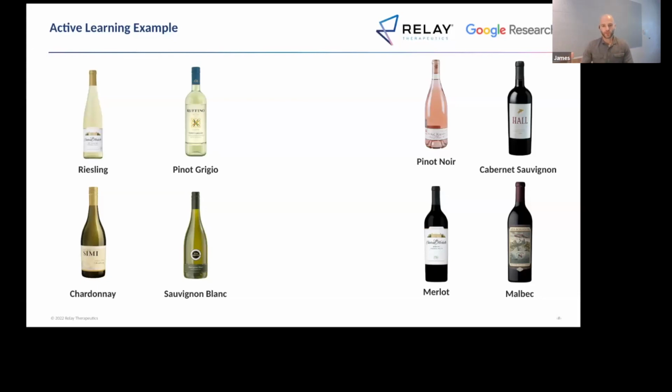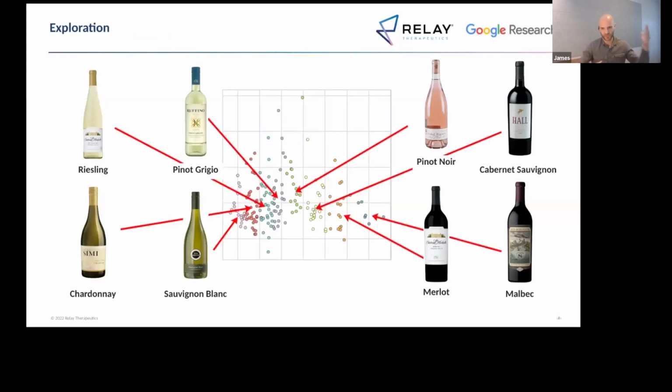So one way to track the search for the best wine is to make a map of all of the wines based on the characteristics that they have. If we only consider two characteristics, say sweetness and acidity, the map might look something like this, where sweetness is on the x-axis and acidity is on the y-axis.